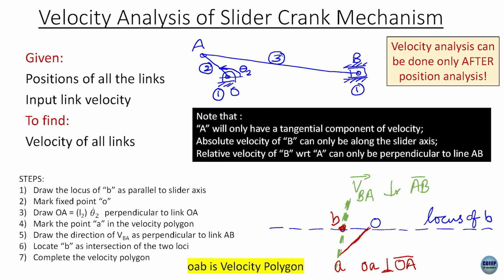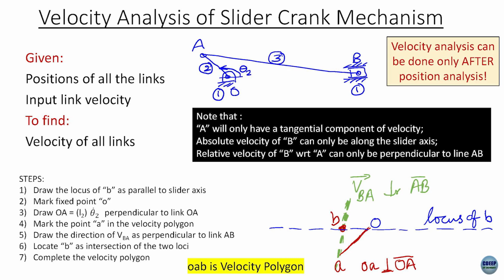This is the point. A will only have tangential component of velocity. Absolute velocity of B can only be along the slider axis. Relative velocity of B with respect to A can only be perpendicular to line AB by virtue of the fact that it is a rigid link. Okay. So how would I do the velocity analysis graphically?